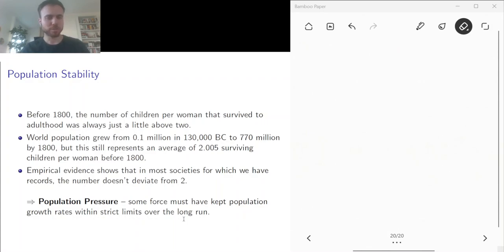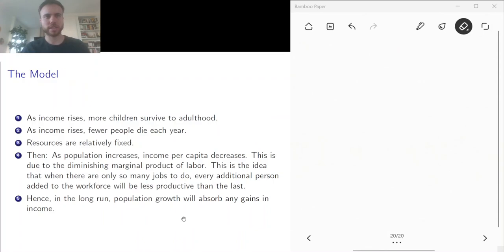So on top of explaining that income per capita was revolving around subsistence levels, we also have to explain that there is some sort of force that kept population growth rates limited over the long run. How can we explain that? Economists came up with what is called the Malthusian model, and I'm going to explain intuitively how it works.